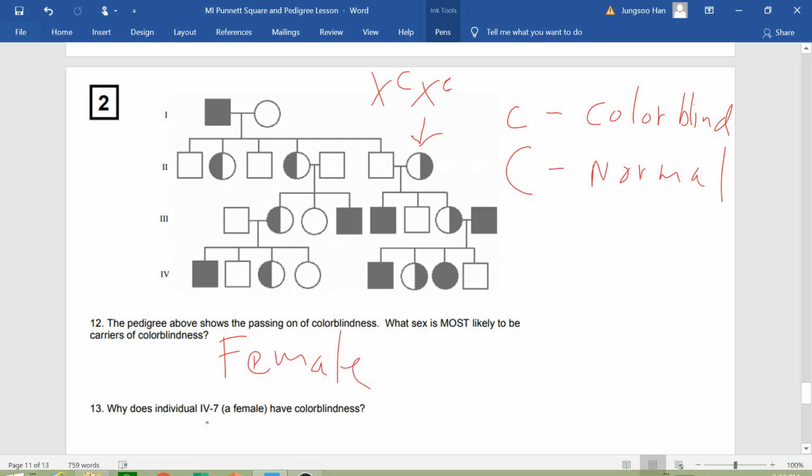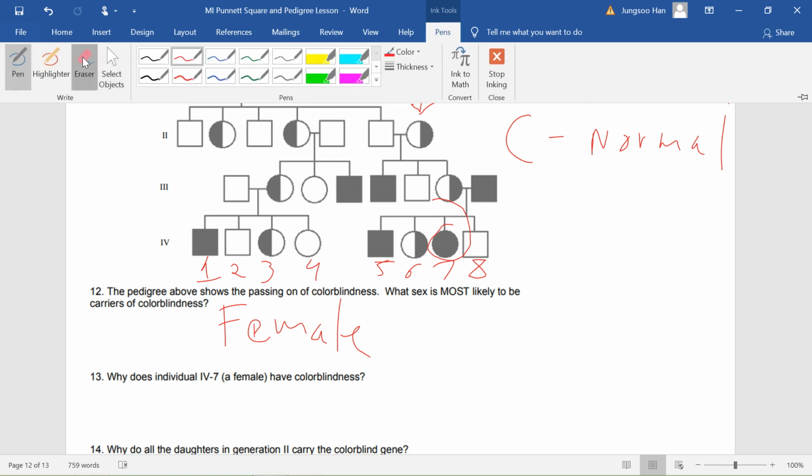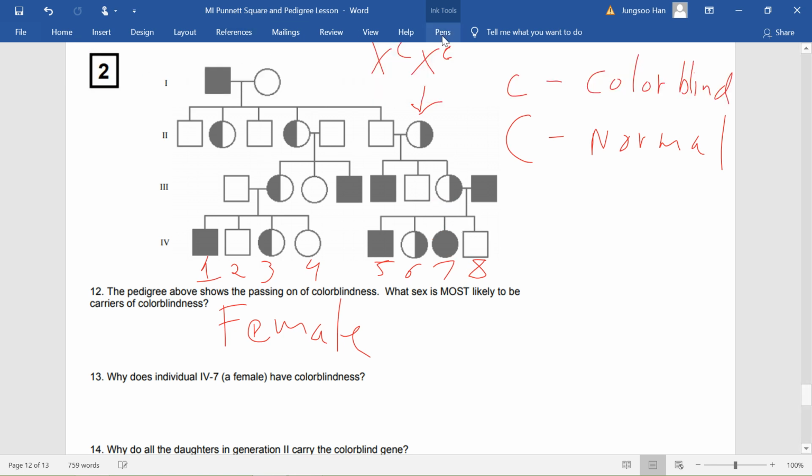Why does individual 7 in generation 4, a female, have color blindness? Okay, so this is individual 1, 2, 3, 4, 5, 6, 7, and this is 8. So we're talking about this person here. Oh wow, okay, that didn't turn out well. Okay, this person there. So why does individual 7 in generation 4 have color blindness?